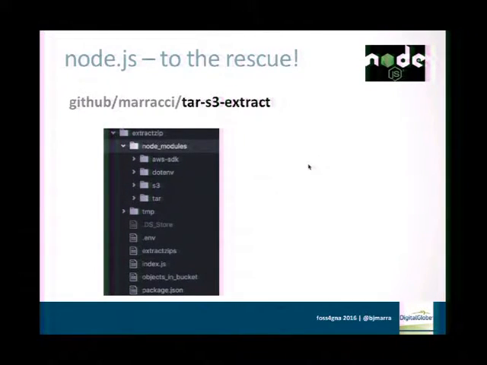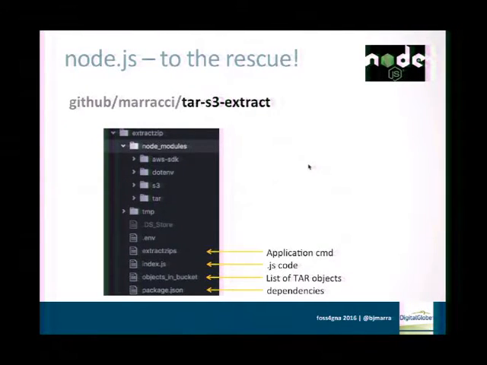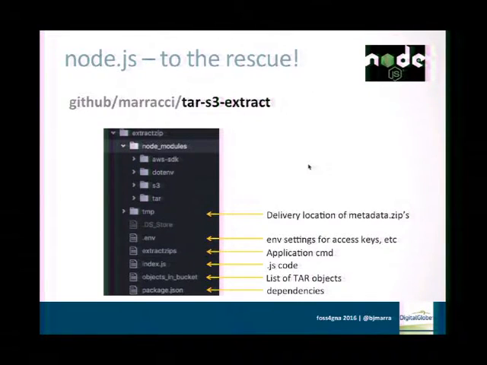And you can actually plug in your own environment keys for your access tokens, your secret access tokens, where your S3 bucket is. So you have dependencies that are listed, the list of the tar objects, that's where it writes the list out of the app. It's got your JavaScript code, and then the command that actually runs everything, and then your environment setting where you put in your own keys. So basically, this is an app that you can use to extract, read tars on S3, stream them into a pipeline, and then the delivery location where all those zips go to. Then, of course, our node libraries. So it's there.